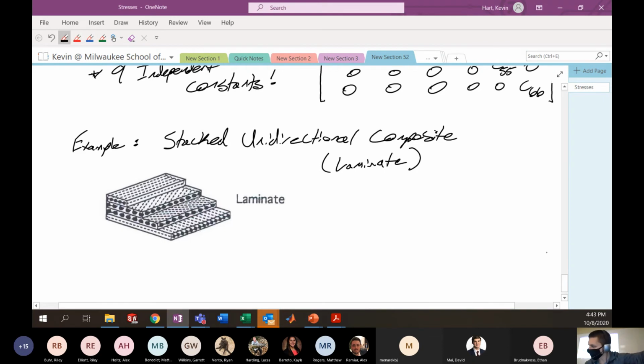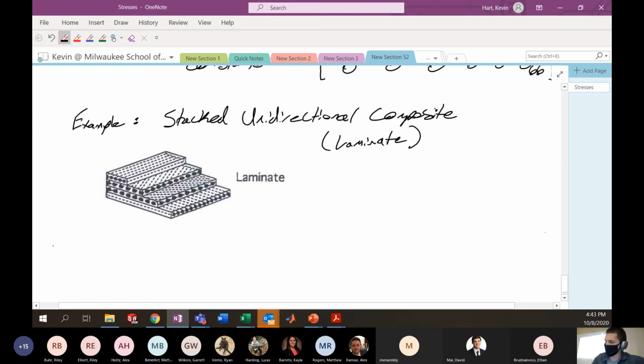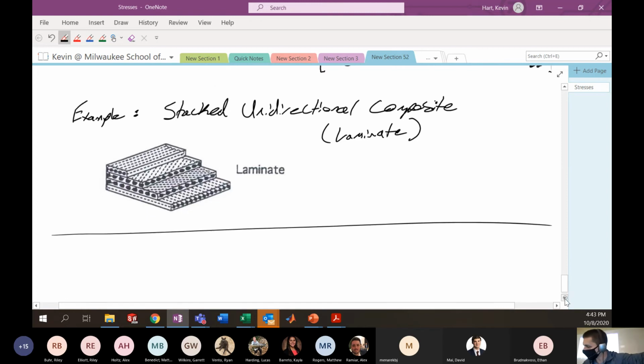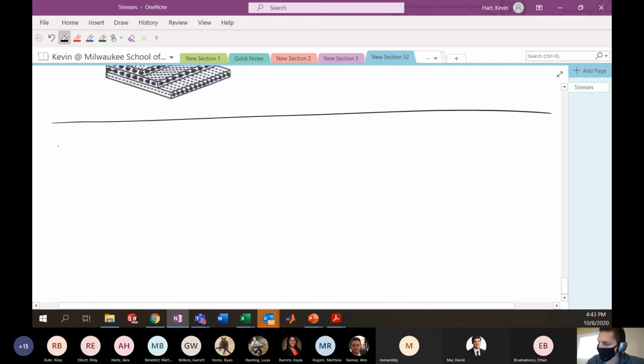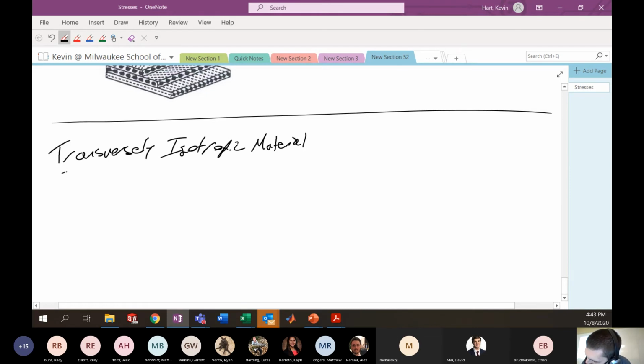Continuing. The next most specific material we'll talk about is a transversely isotropic material. So a transversely isotropic material is one that has exactly one plane of isotropy.